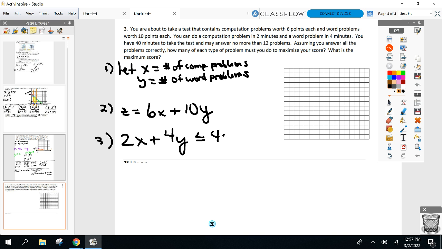Perfect. Here we go. And you can't do more than 12. So that would be x plus y is less than or equal to 12. The number of computation plus the number of word problems cannot be more than 12. Anything else I got to worry about? Anything else? Yeah, there you go.